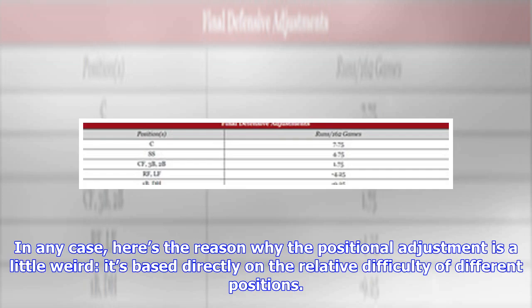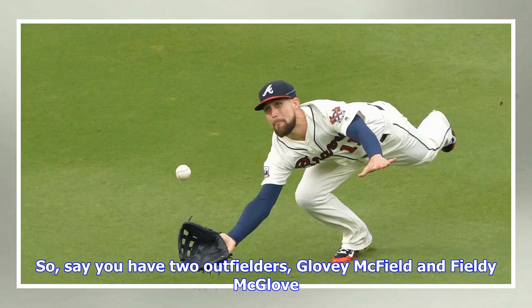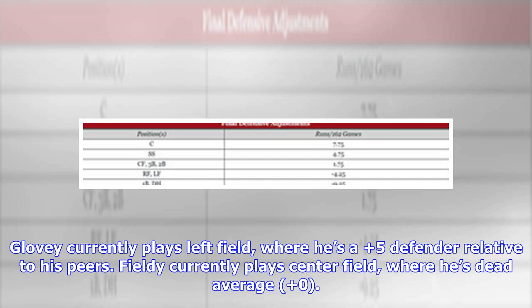In any case, here's the reason why the positional adjustment is a little weird. It's based directly on the relative difficulty of different positions. So, say you have two outfielders, Glovey McField and Fieldy McGlove. Glovey currently plays left field, where he's a 5 defender relative to his peers. Fieldy currently plays center field, where he's dead average, 0.